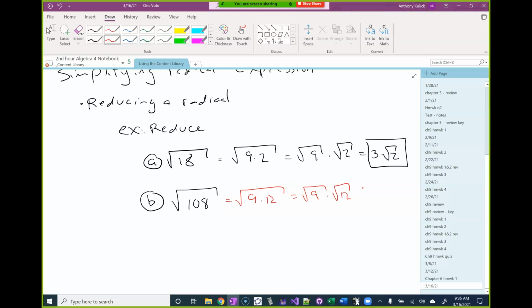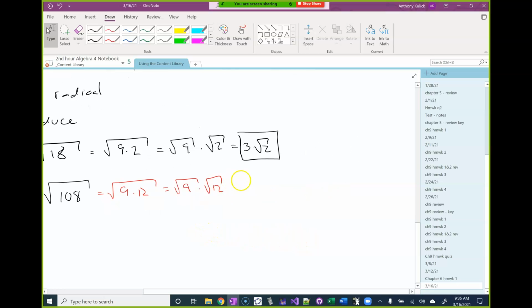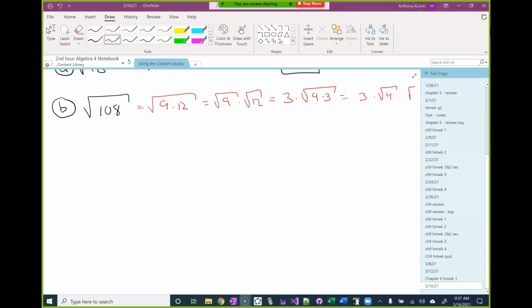What is it? So 12 we could write as 4 times 3. The other way is you can do a prime factorization. 2, right? 108's even, so I know 2 goes in there. 4. What goes into 54? Okay, 9 and 6. Also 2 would have worked, but sure.